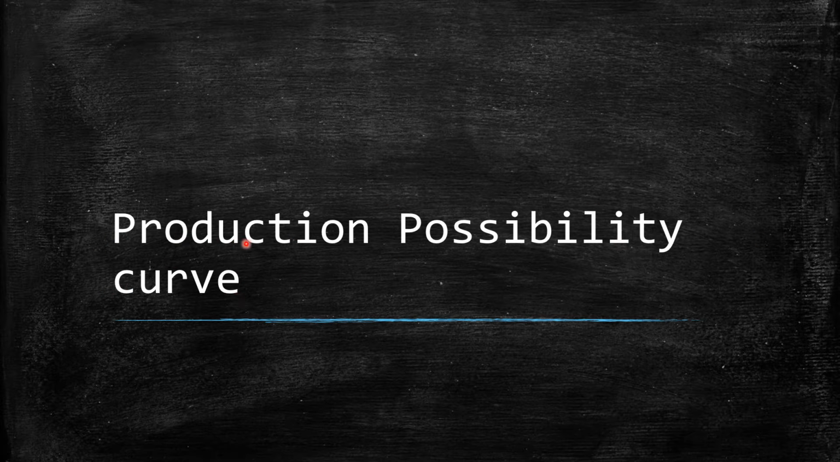The word itself indicates production possibilities. Production is nothing but converting a raw material into a finished good. Possibilities means the options available. So what are the options available in the process of production? It is going to talk about what options are available to a country to produce goods and services. So let us understand its meaning.